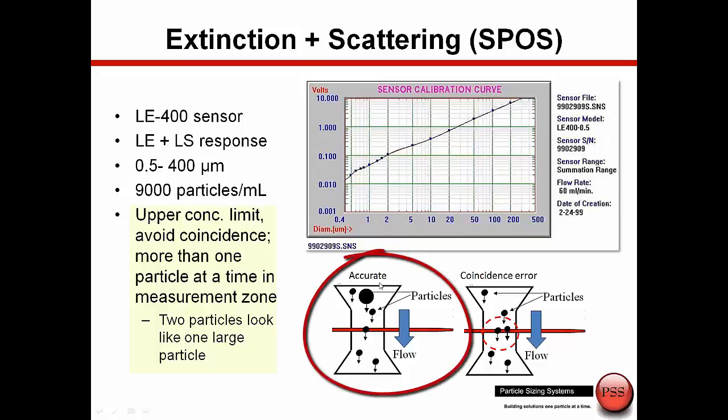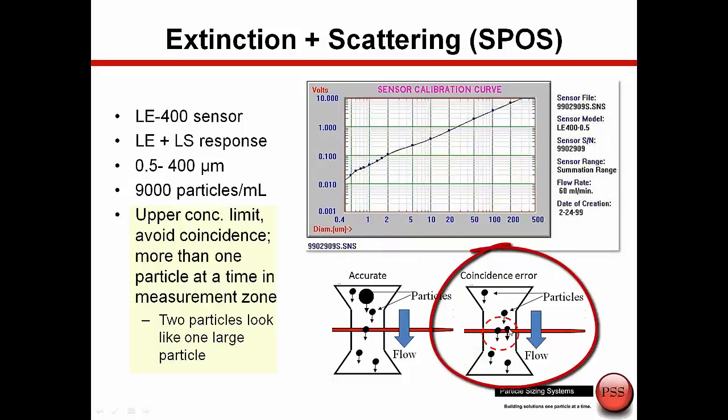In the lower left here, we see the particles passing one at a time through the measurement zone. There is no error here, but if we ever have more than one particle at a time in the sensing zone, as seen here, those two particles would be counted as one larger particle. So the concentration limit is based on the geometry of the cell and the size of the laser beam.